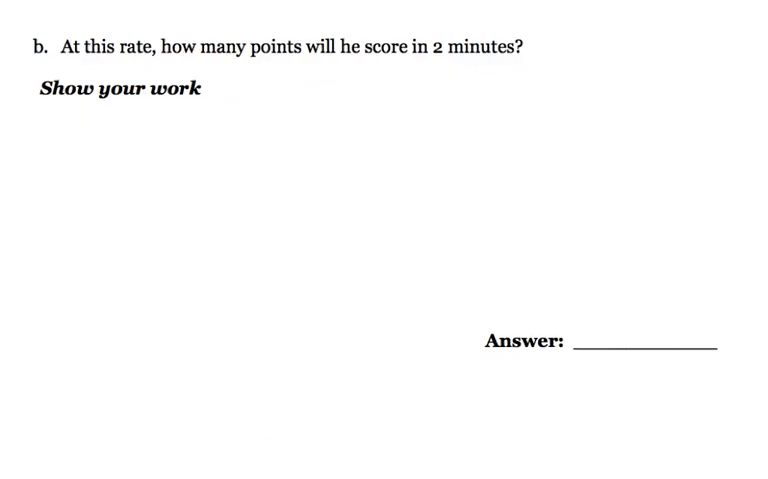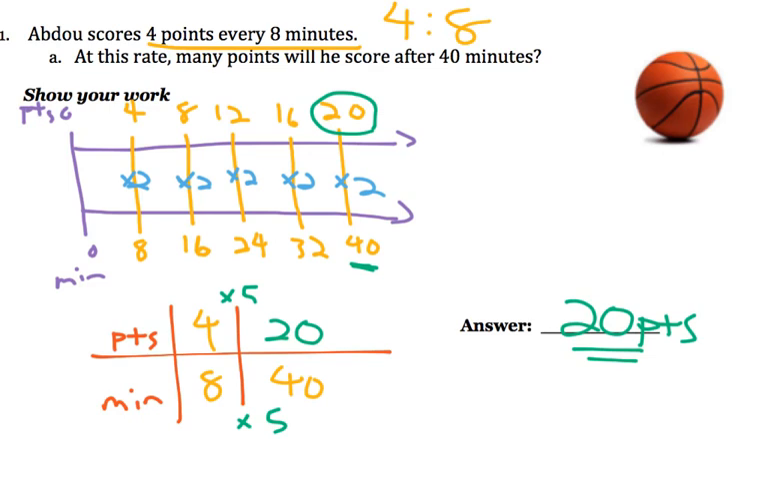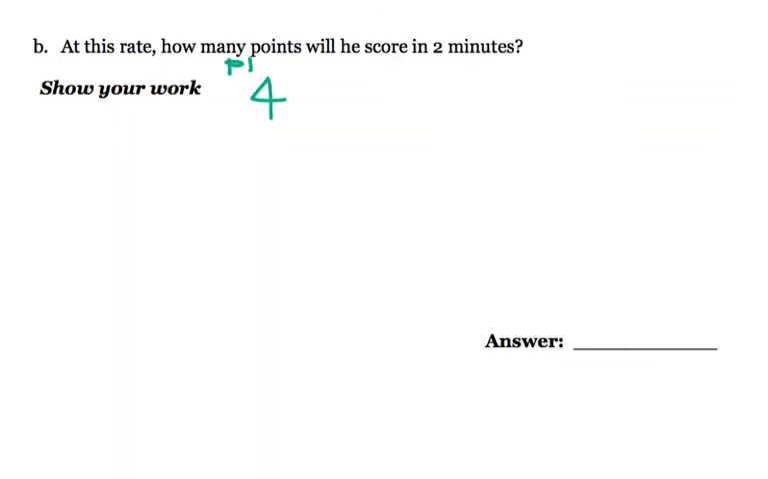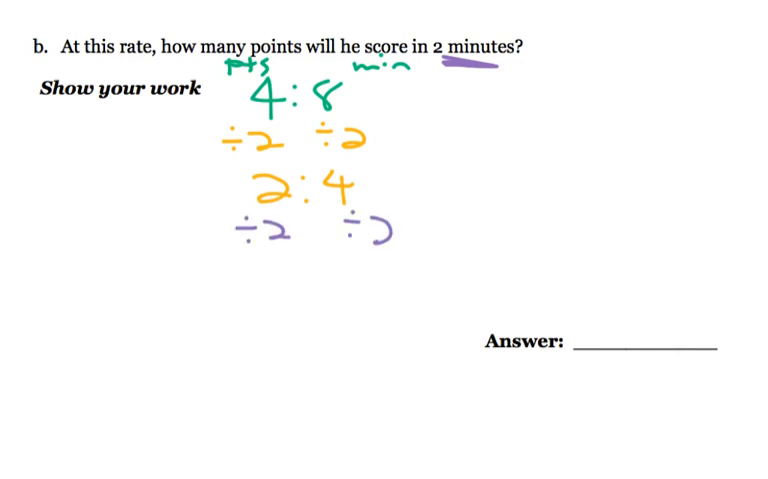At this rate, how many points will he score in 2 minutes? All right, this is kind of a fun question because we have to break down this initial ratio of 4 points in 8 minutes. And you could break it in half if you wanted to. So half of this ratio would be 2 points in 4 minutes, but be careful, we want 2 minutes, not 2 points. So we break down the ratio again, and we figure out that every 2 minutes, Abdu scores 1 point. So the answer would be 1 point.